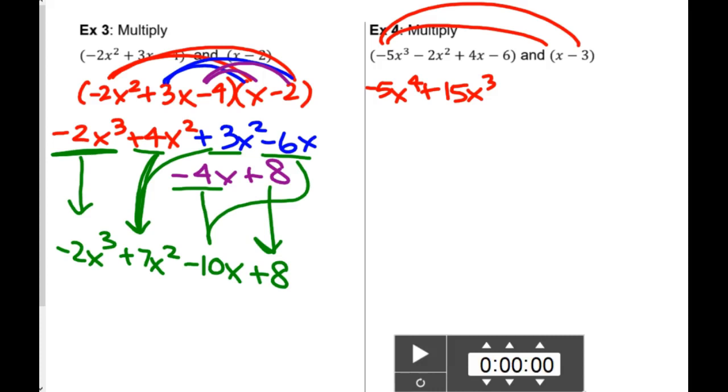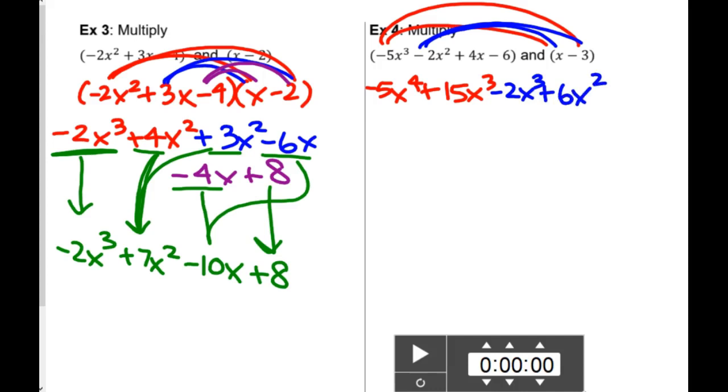Okay, then, negative 2x squared times x. Negative 2x, but instead of squared, it bumps up to cubed. And then negative 2x squared times negative 3: negative 2 times negative 3, positive 6x squared.